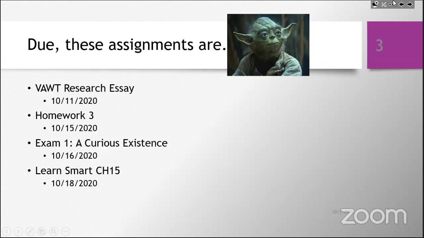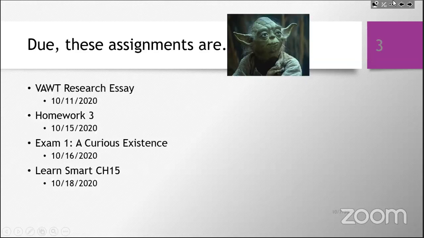Homework 3 is due on the 15th, which is not a Sunday. Not a Sunday. The day before the exam, which is a week from Friday. Okay? So this is due on a Thursday. And why? Because I think it would be beneficial for you to have done the homework prior to seeing stuff on the quiz or the exam.